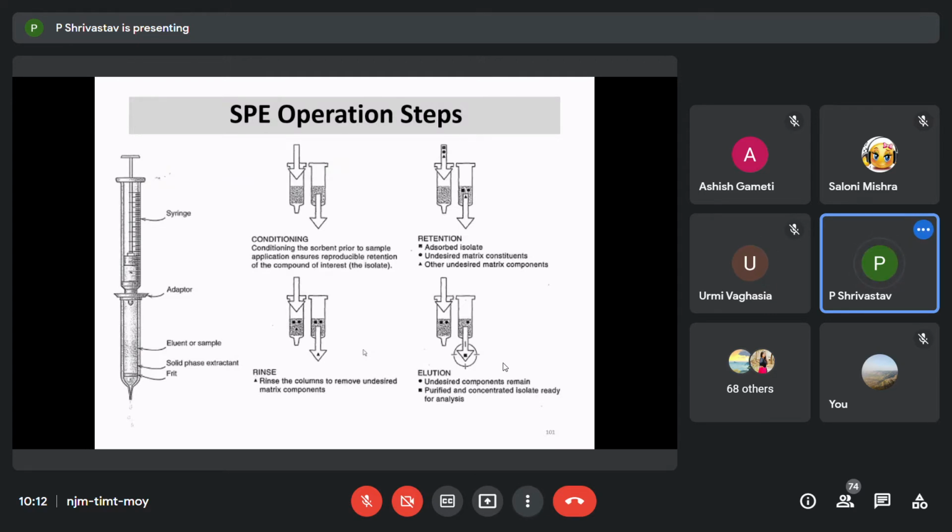Now, as I mentioned, for efficient extraction using solid phase extraction, there are four principal steps, four general steps as well. And these are, the first one is conditioning, the second is retention, followed by washing or rinsing, and the final step is elution.